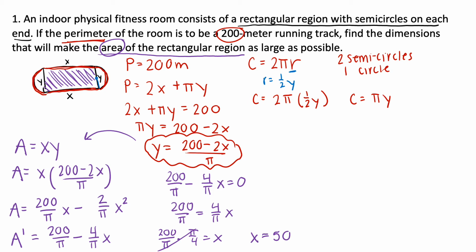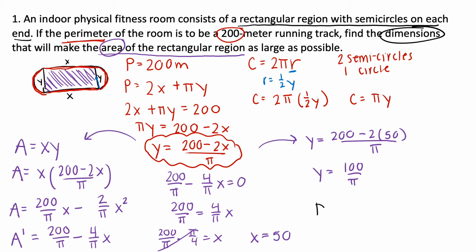We want to give both dimensions, so from there we can go ahead and plug 50 into our equation for y. So y equals 200 minus 2 times 50 over pi, so y is just 100 over pi. So finally, we want to give our dimensions. So the dimensions that are going to maximize the area of the rectangular region would be 50 meters times 100 over pi meters.